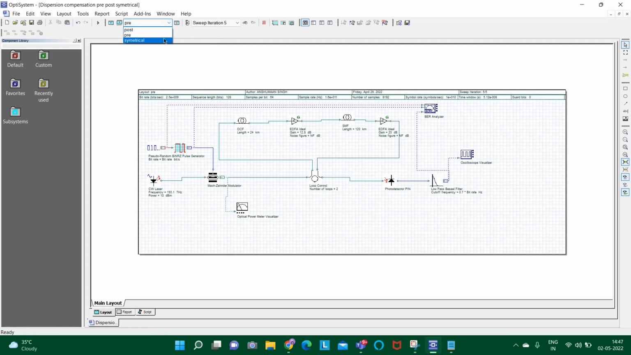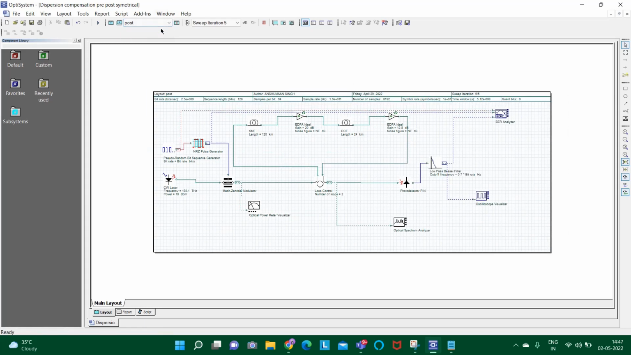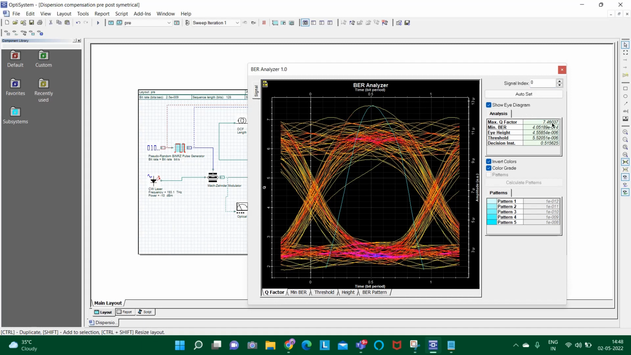Similarly, the symmetrical circuit. So this is my symmetrical circuit. Previously I have seen the post compensation, which we can see here. DCF is after SMF, so post compensation. And here we can see DCF is before SMF, so this is called the pre-compensation technique. So here we are using a dispersion compensation length of 24 kilometers, and here the single mode fiber length is 120 kilometers.